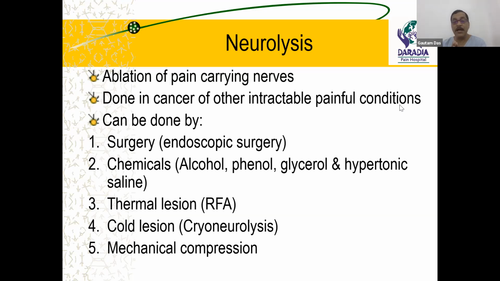But sometimes this ablation is also done for spasticity. You can remember that if there is a lower motor neuron lesion, that means if you are ablating the peripheral motor nerve, what will happen? There will be denervation flaccidity. There will be flaccid paralysis. The muscles will be relaxed.